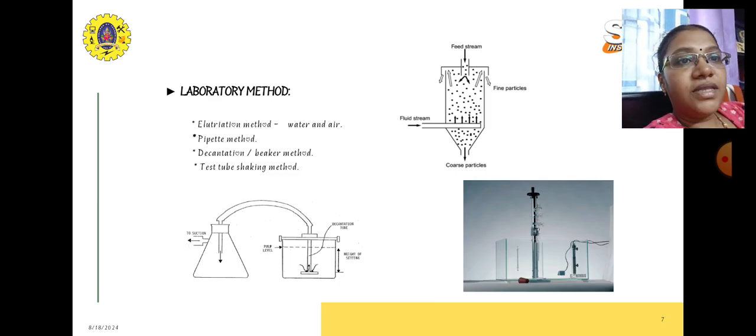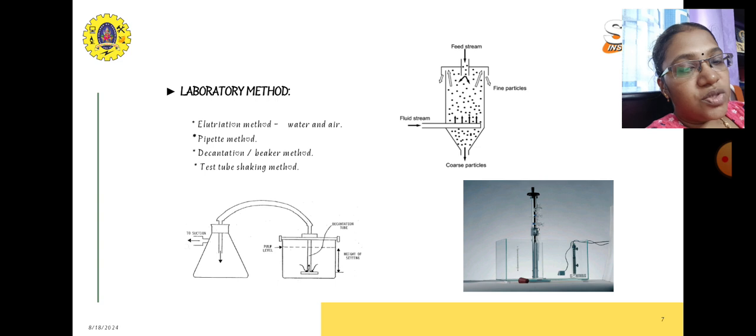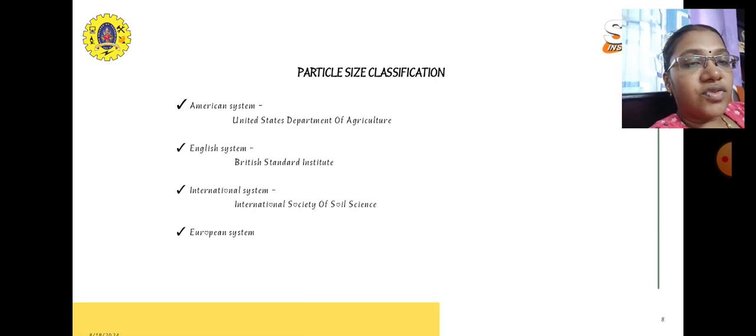And laboratory methods are also adopted to find out the texture. The first one is the elutriation method using water and air, then the pipette method, the decantation or beaker method, and the test tube shaking method. So these are the four types of laboratory methods that are used to determine the texture of soil.